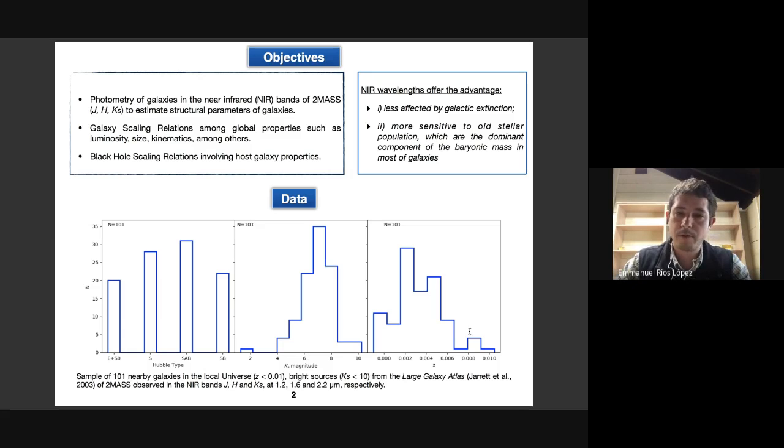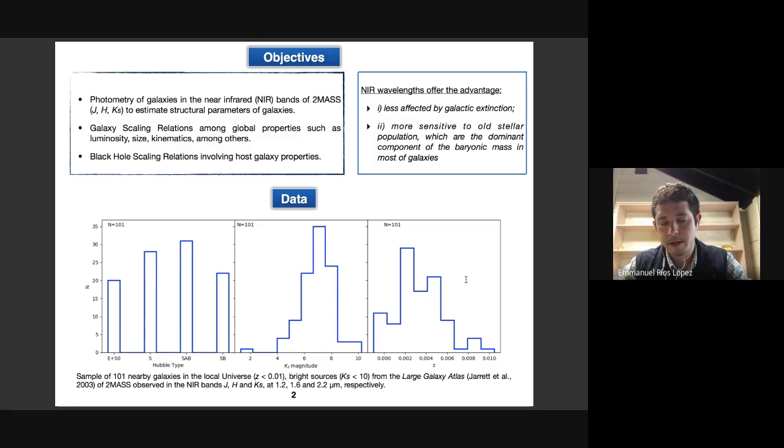Here in the bottom plot, I show you the distribution of our sample. We have a sample of 101 galaxies. In the left panel is the distribution according to Hubble type. We cover from early type galaxies, including elliptical and lenticular, to spiral barred galaxies. In the middle panel is the distribution according to the KS magnitude from 2MASS. We have galaxies brighter than magnitude 10, and in the right panel is the distribution according to redshift.